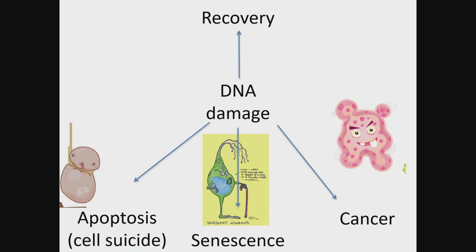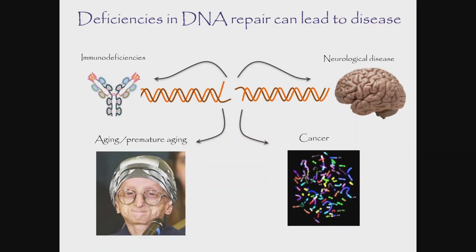Okay, so our main theory of why we age is that we accumulate DNA damage. If we have damage and we repair, we recover. If we don't get the signal, we get cancer. If we have too much damage, we commit suicide and have apoptosis and tissue degeneration or senescence. So this starts a cascade of signaling that will lead to age-related diseases.